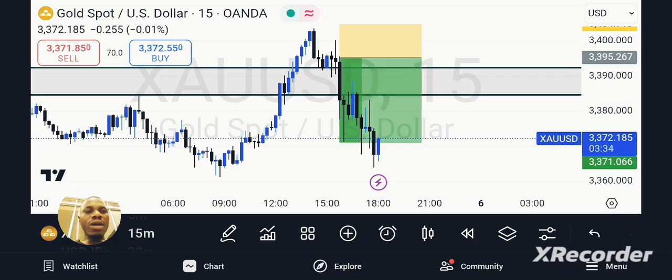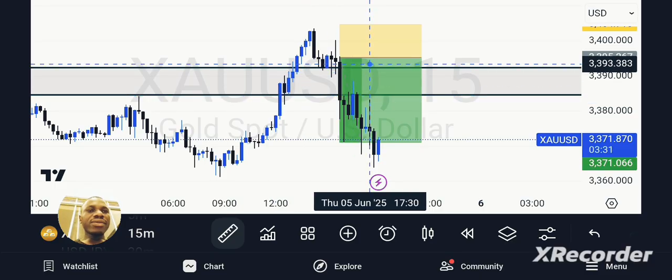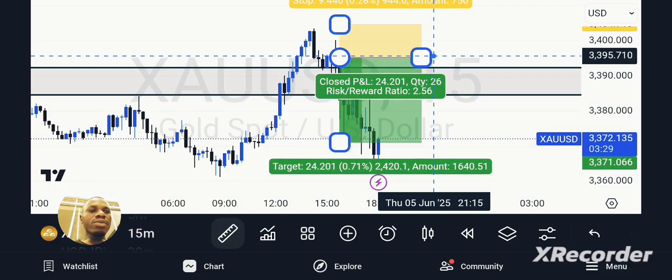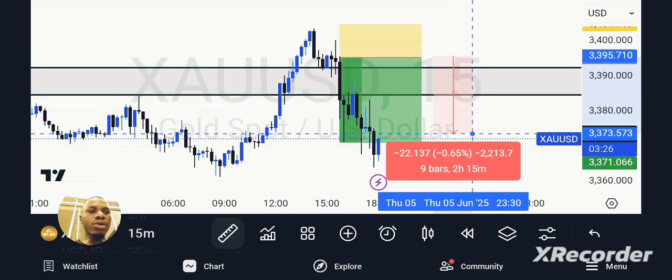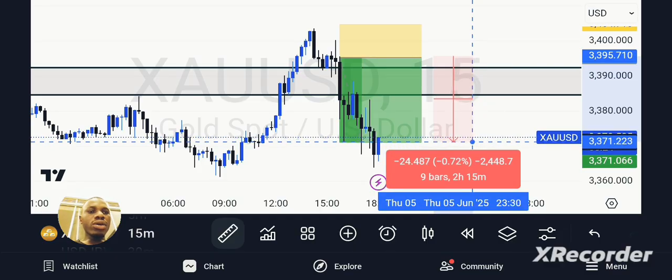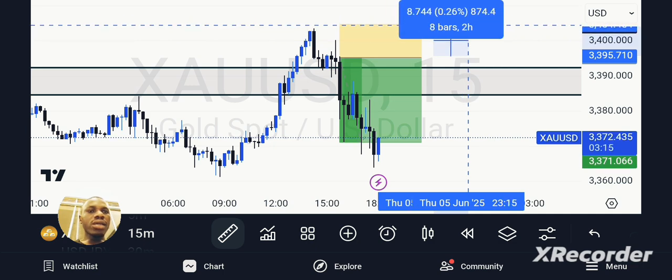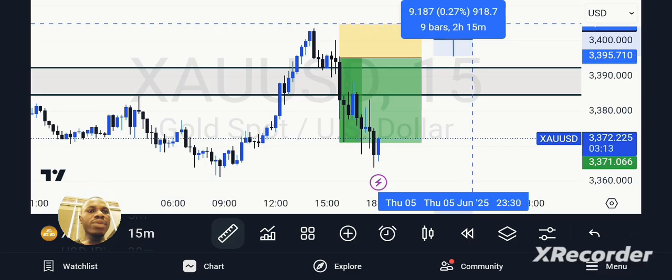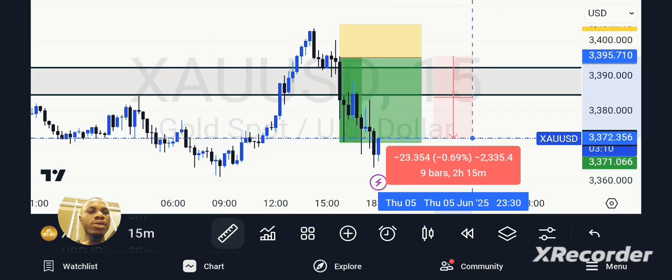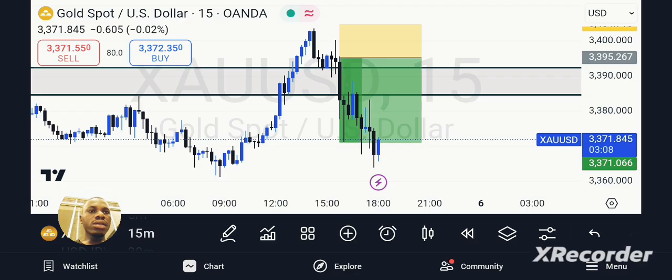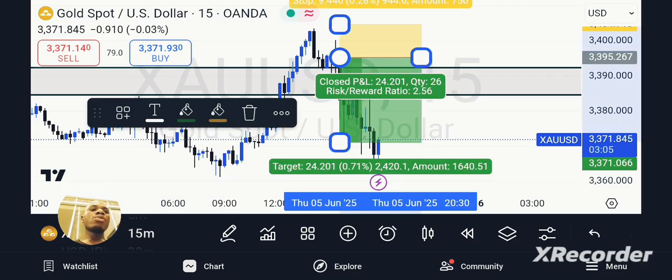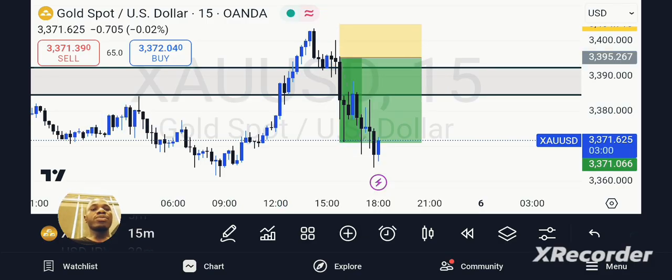So every time you come to the market and you see this pattern, guys, don't be scared to enter, okay? So this is 240 pips, and you risk 80 pips to make 240. So the risk to reward, if you can see, was 2.56. So 2.56 is a good risk to reward ratio. Okay, guys, simple as that.